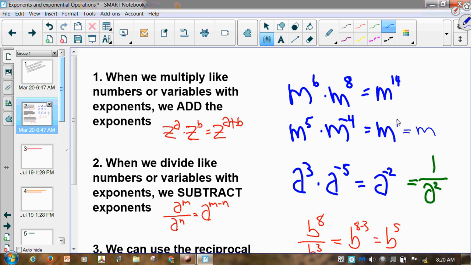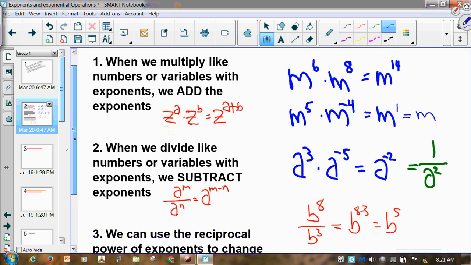Okay, the third example on the right, a cubed times a to the minus 5th. We're taking 3 and we're adding minus 5. That becomes a to the minus 2 power. And we're going to see another property here in a second, which we call the reciprocal property. And I've written that in green, where a to the minus 2 is equal to 1 over a squared. Okay, and we'll talk more about that in a little bit.